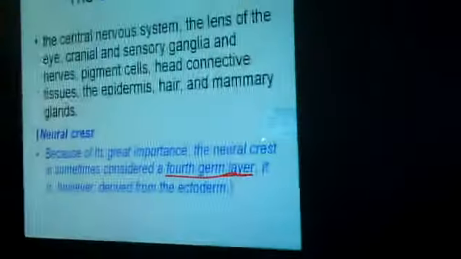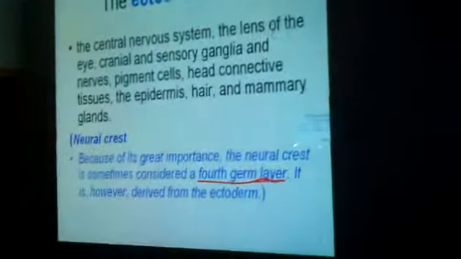And all other organs are mesodermal. Circulatory system, muscles, bones, dermis, connective tissue, kidneys. So most of what is between our epithelium of gut and epithelium of skin is all mesodermal. Okay. So once again, ectoderm.